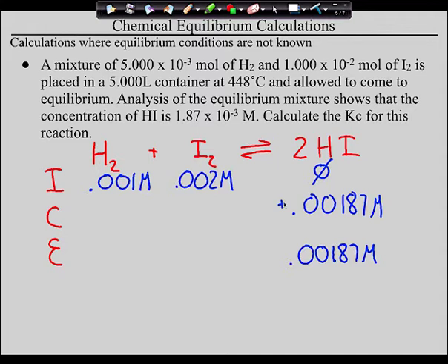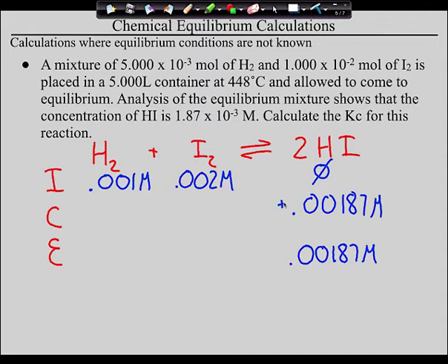Now, guys, do you see how this starts to fall together? If the hydrogen iodide went up by this much, what must have happened here? They went down by how much? Not that much. Half that much. Do you see it? Look at the stoichiometry. This balances with a 2. So for every 2 of these that are created, we'll lose one of these and one of those.